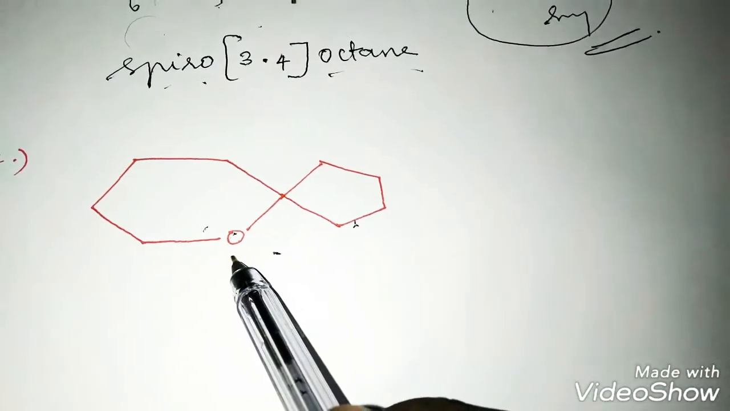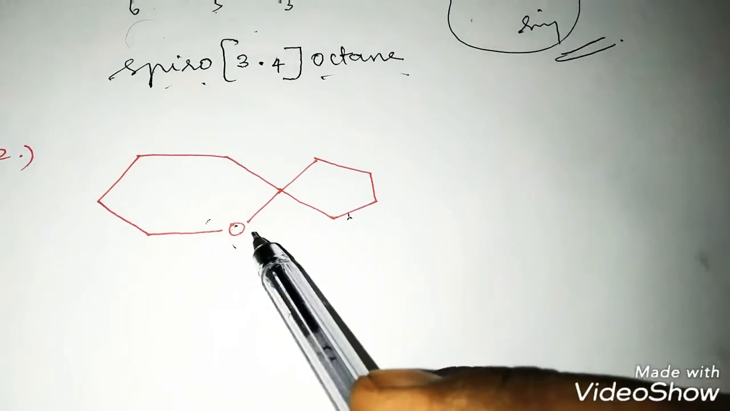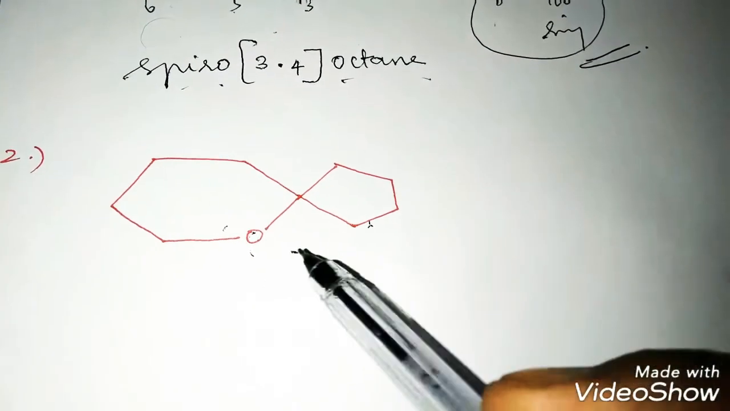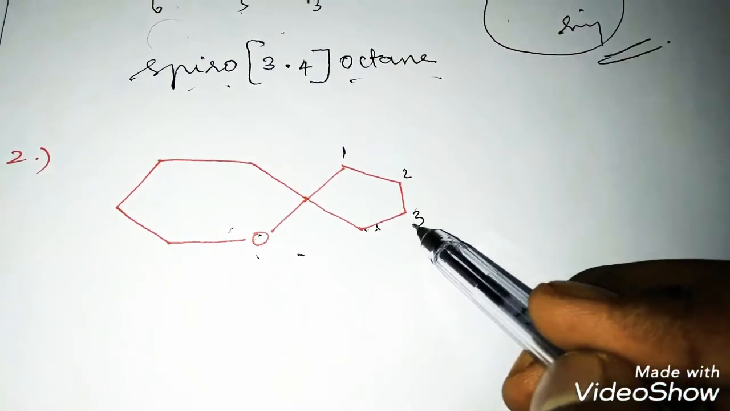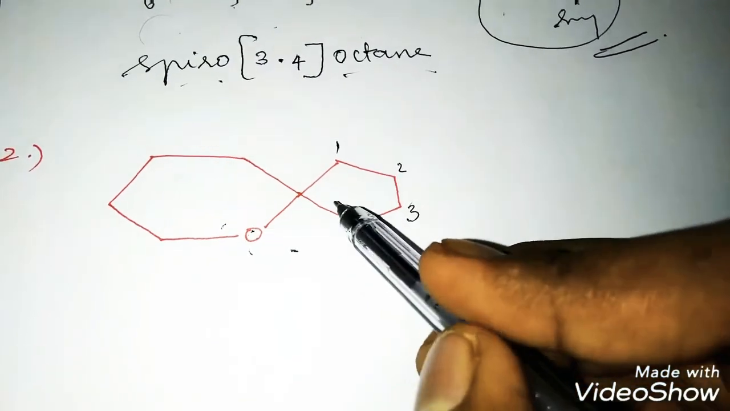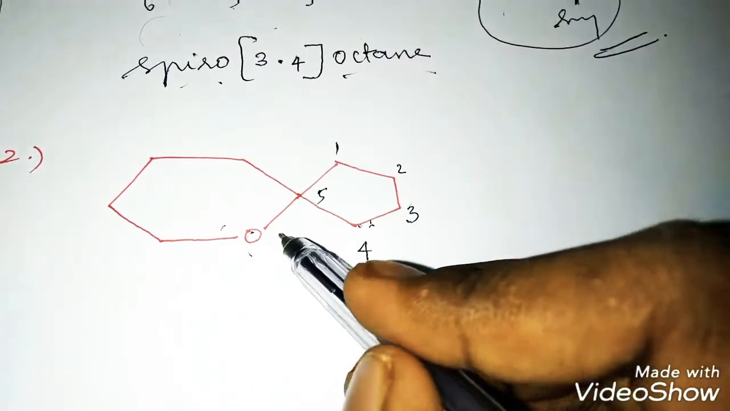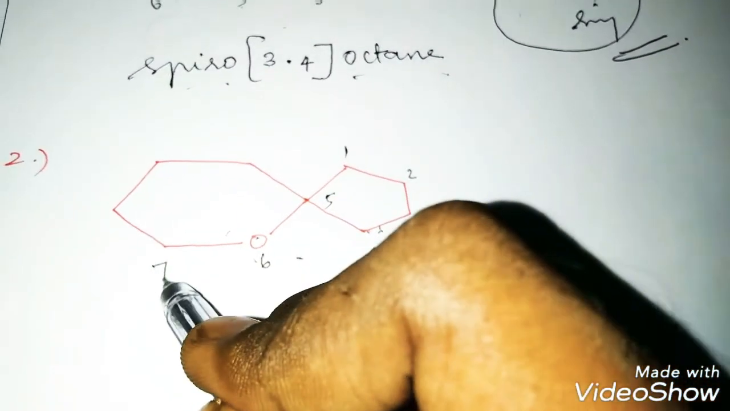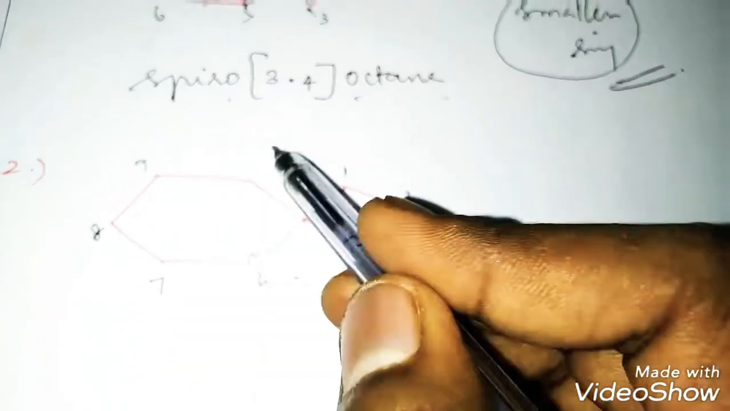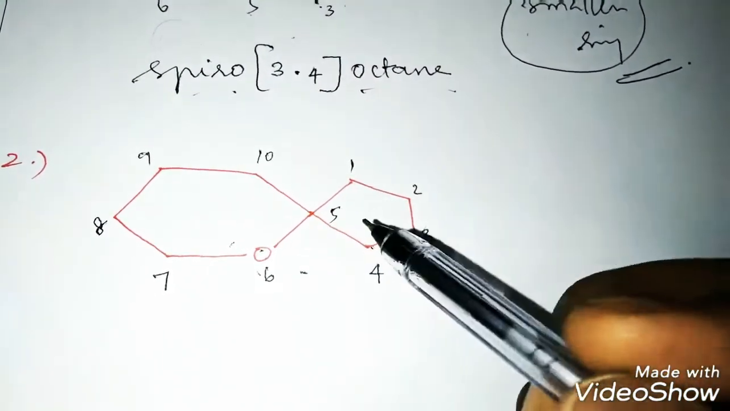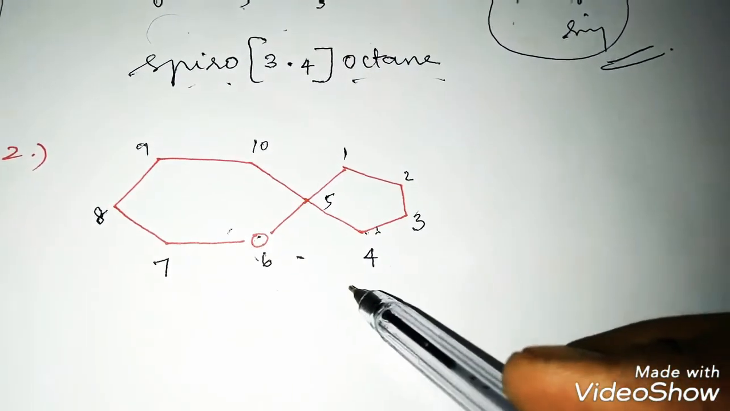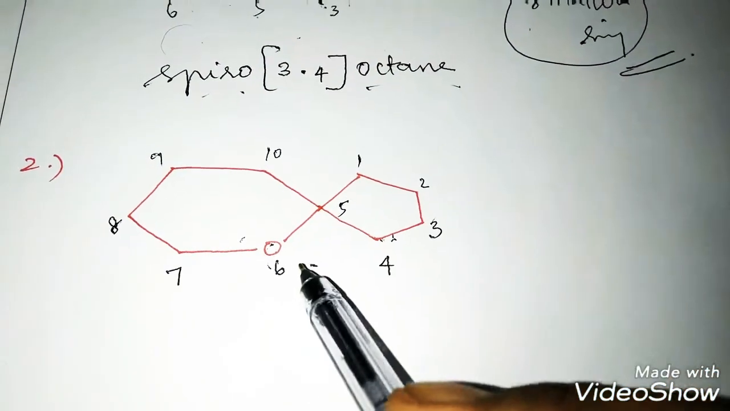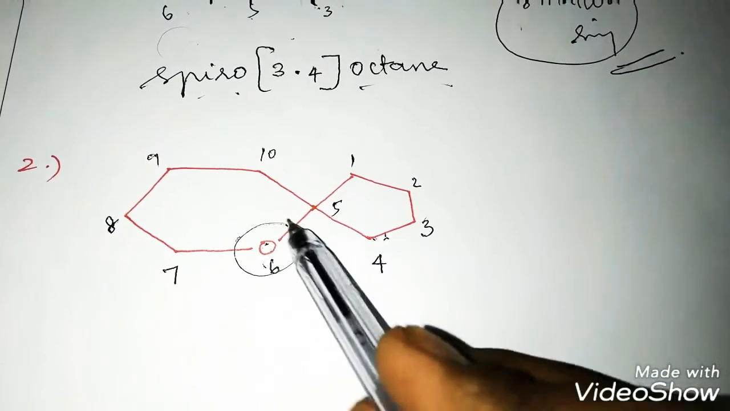Here we have a heteroatom, right? Heteroatom is attached. It is the small ring. So I'll start from here 1 2 3 4 5. Here it is 6 7 8 9 and 10 is this. It is a 10 membered ring, correct? So first preference will be given to the hetero atom.